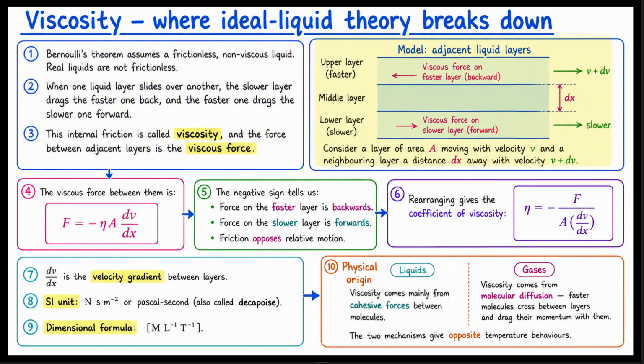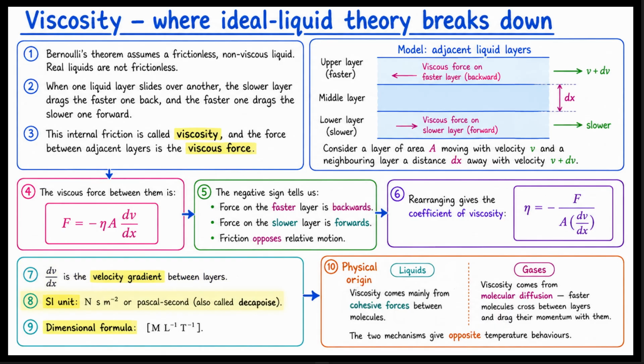Take a layer of area A moving with velocity v, and a neighboring layer a small distance dx away moving at v plus dv. The viscous force between them is F equals minus eta times dv over dx. The negative sign matters. It tells us the force on the faster layer is backwards, and on the slower layer is forwards. Friction always opposes relative motion. Rearranging gives the coefficient of viscosity as eta equals minus F over A times dv over dx, where dv over dx is the velocity gradient between layers.